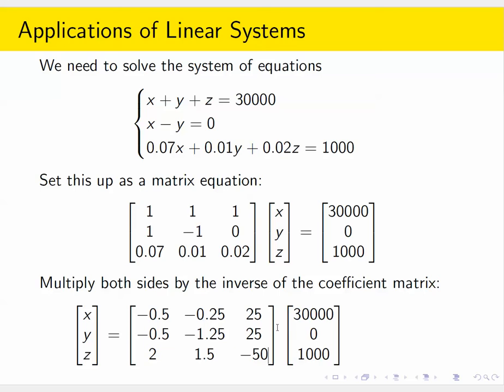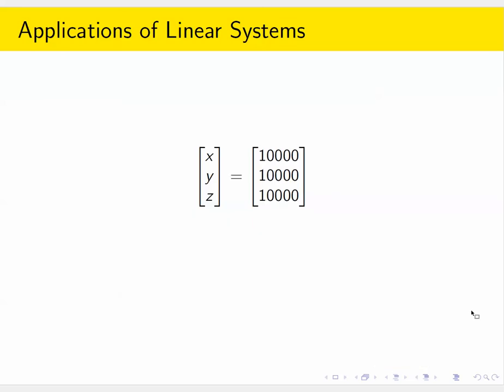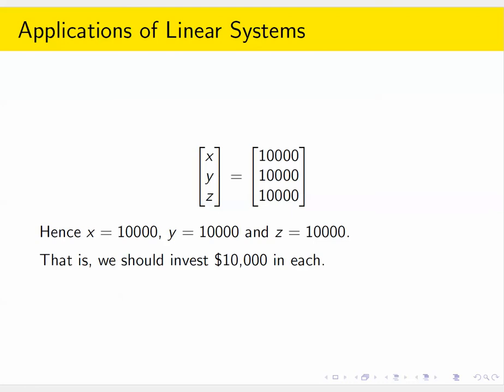Once you've calculated the inverse, you multiply that inverse times the matrix that was originally on the right side, and that gives you 10,000, 10,000, 10,000. So let's interpret this. We have the unknown matrix XYZ equals 10,000, 10,000, 10,000. So that means X is 10,000, Y is 10,000, and Z is 10,000. And in the context of our word problem, the real world meaning is that we're going to invest $10,000 in each of the three different investment types.